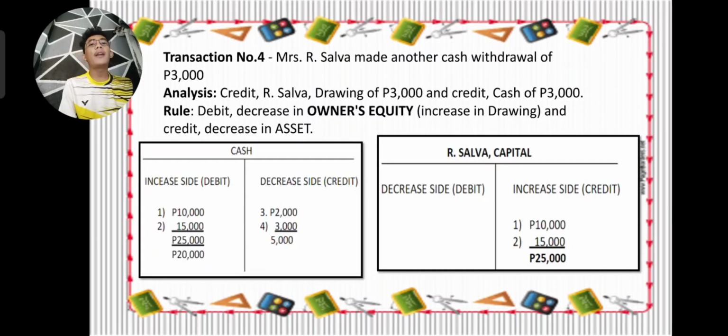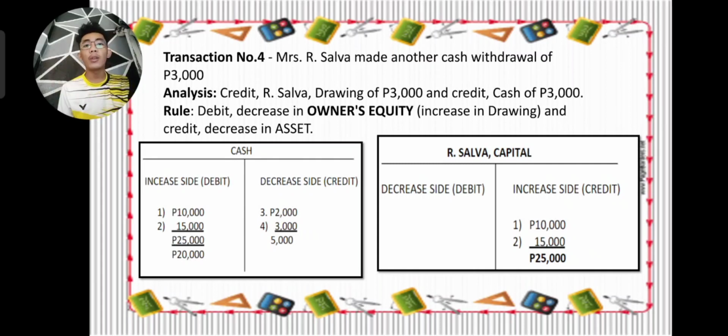Now, we have the transaction number 4. Mrs. R. Salva made another cash withdrawal of 3,000. So, nagkuha na po siya, nag-withdraw na po siya another 3,000 daw. So, here is the analysis. Credit R. Salva drawing of 3,000 in credit cash of 3,000.